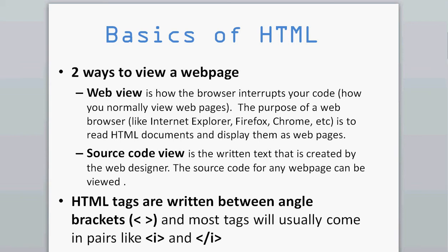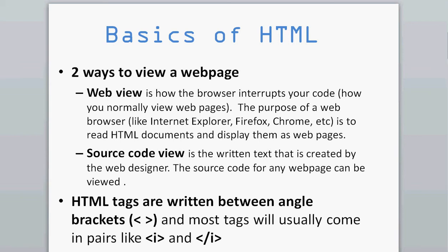The purpose of a web browser, like Internet Explorer, Firefox, Chrome, etc., is to read HTML documents and display them as web pages. The source code view is the written text that is created by the web designer. The source code for any web page can be viewed.